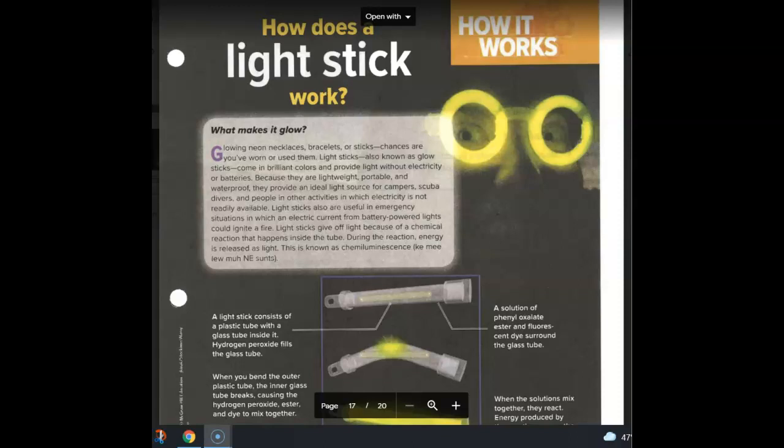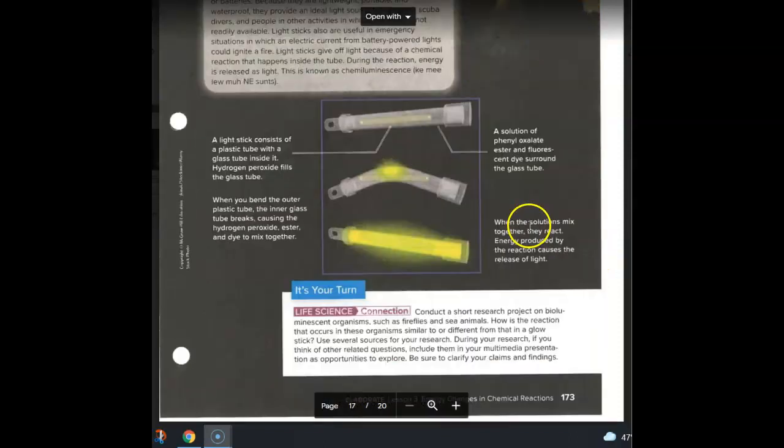Light sticks give off light because of a chemical reaction that happens inside the tube. During the reaction, energy is released as light. This is known as chemiluminescence. Chemiluminescence. Good try, huh? Okay.